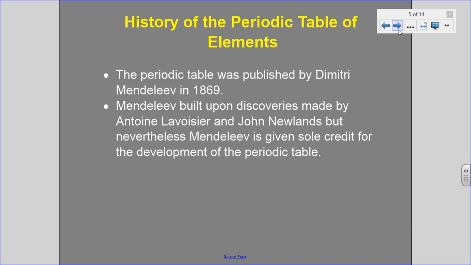But when Mendeleev was putting his table together, he did use a lot of the discoveries that had already been made by Antoine Lavoisier and John Newlands. So they were also scientists who contributed to the periodic table of elements.